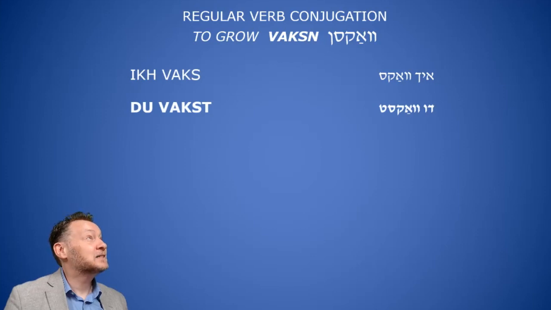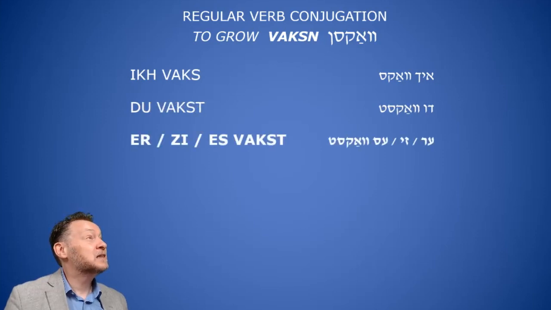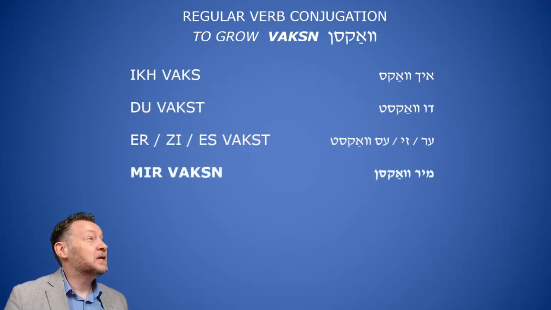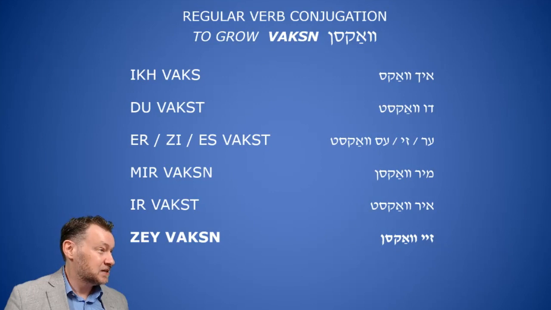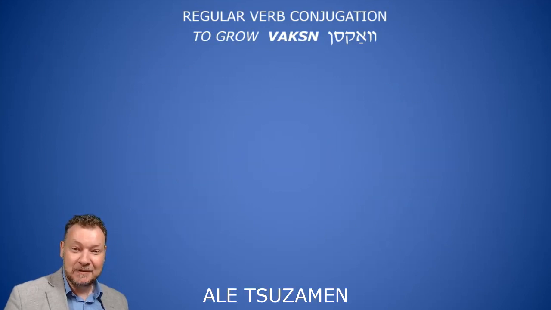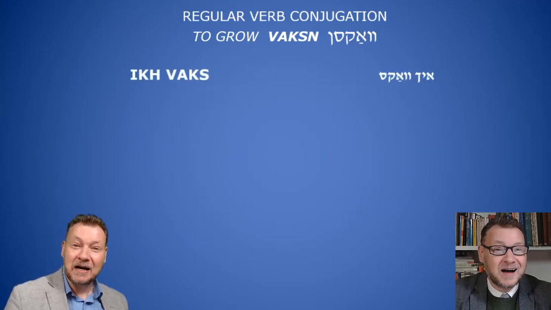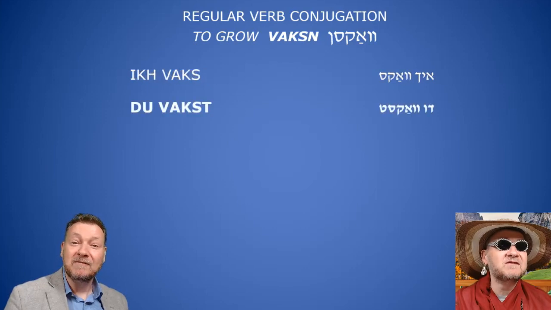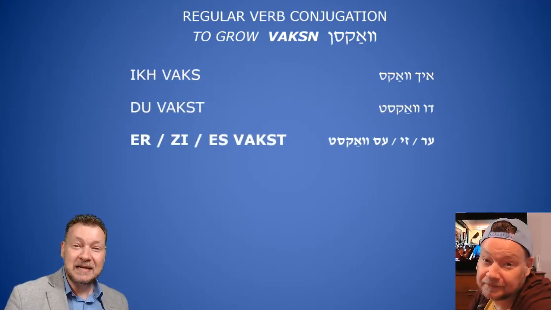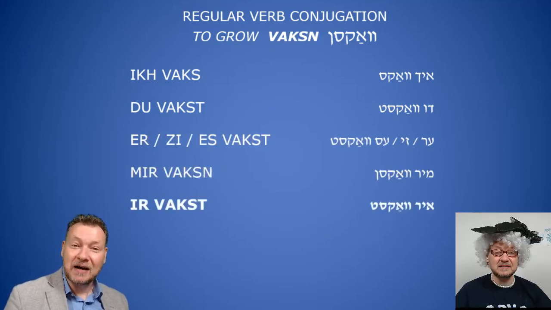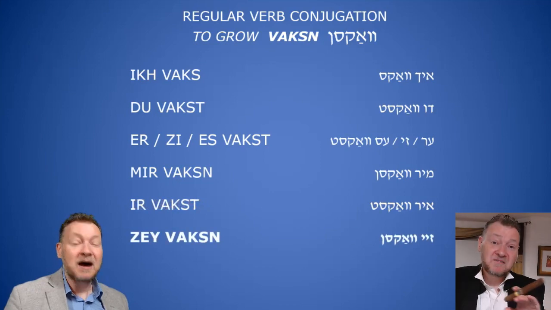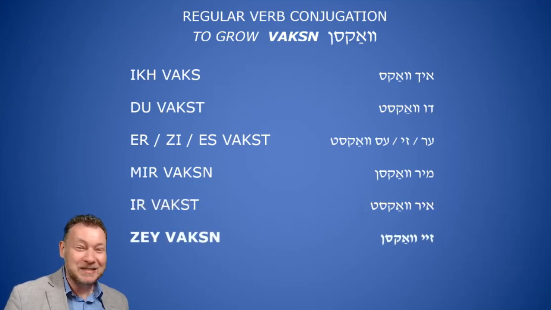Du wachst. Sie, es wachst. Wir wachsen. Ihr wachst. Sie wachsen. Alle zusammen. Ich wachs. Du wachst. Sie, es wachst. Wir wachsen. Ihr wachst. Sie wachsen. Ausgezeichnet.